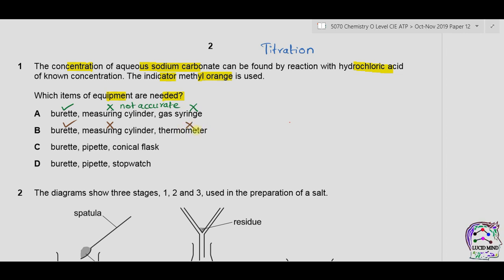Thermometer is used in those experiments in which temperature is needed to be measured. As this is titration, so thermometer is not needed. C is again burette. Then pipette. Pipette is more accurate as compared to measuring cylinder, so this is correct. Third one is conical flask. We need conical flask for titration. So all three are correct, so C could be the correct option. Then we have D, burette, pipette and stopwatch. As we are not measuring the rate of chemical reaction, we are finding out the concentration, so therefore stopwatch is not needed. The answer is therefore C.